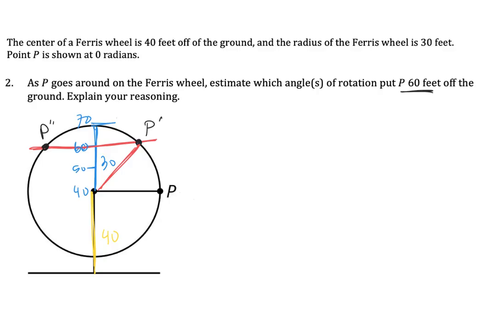Okay, so look what I did here to estimate this. I knew that I have this length here, which was 40 from the ground to the center. Then I knew that the radius length was 30, so I remember from the previous question that we said the distance from the ground to the top is 70. The distance from the ground to the center is 40.